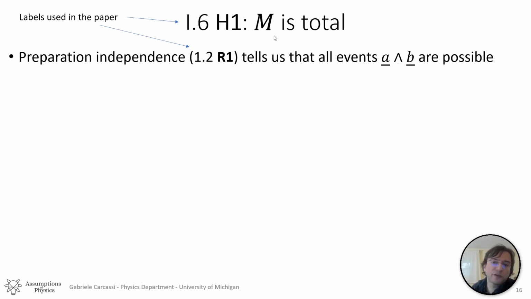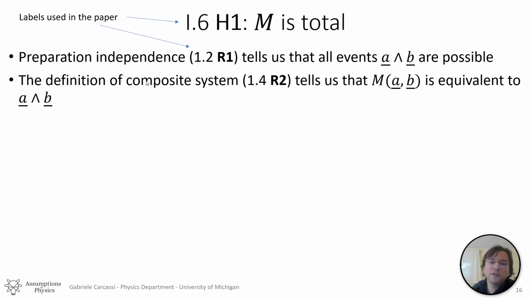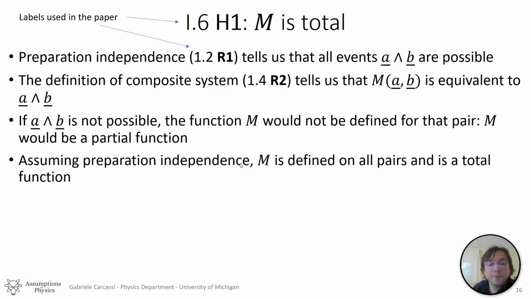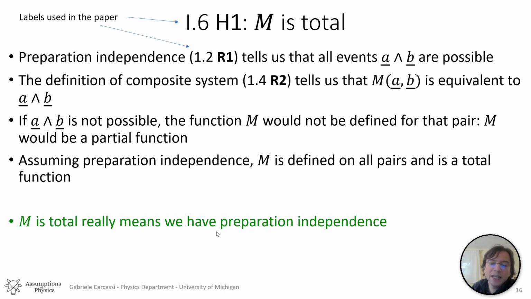So we want to show that M is a total function that is defined on all the pairs. So we saw from preparation independence that all events A and B are possible, are things that exist in the probability space, are actual objects. Now the definition of a composite system tells us that M(A,B) is equivalent to A and B as a probability event. So if A and B is not possible, meaning it's not an object, it's an empty set, then the function M would not be defined on the pair because it wouldn't be able to point to any object. So M would have to be a partial function. So assuming preparation independence, M is defined on all pairs because all those points exist and is therefore a total function. So the totality of M really means preparation independence.